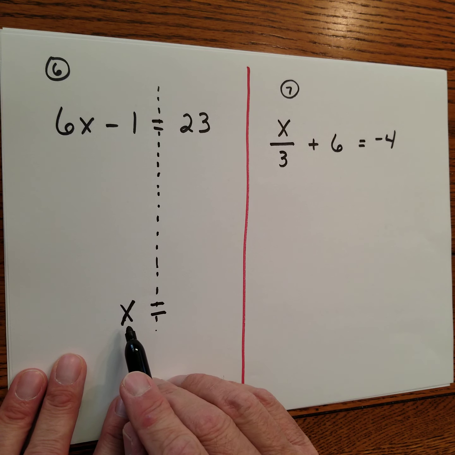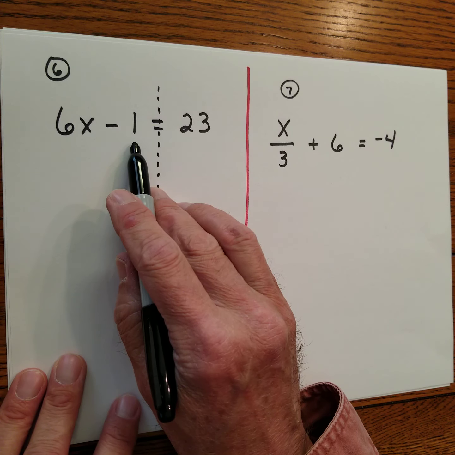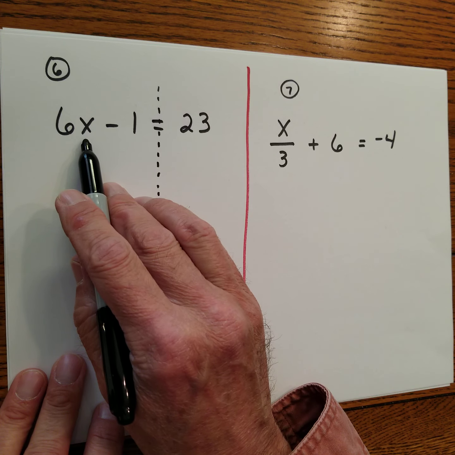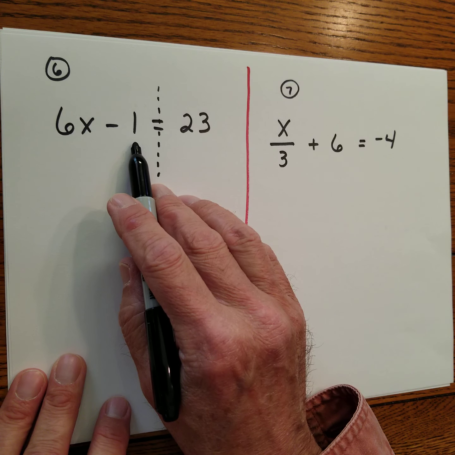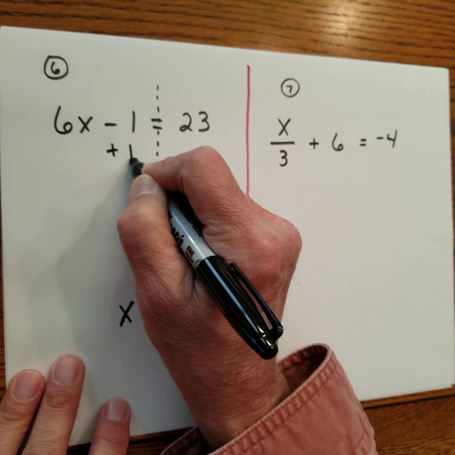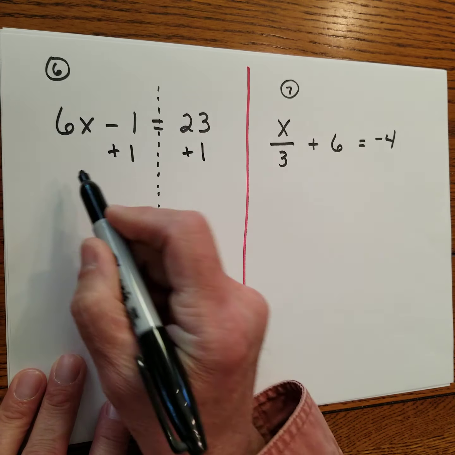To get x by itself, both the 6 and the 1 have to leave. Since the 6 is attached to the x, we do it last. Get rid of the 1 first. What's the inverse of subtraction? Addition. Add 1 to both sides.